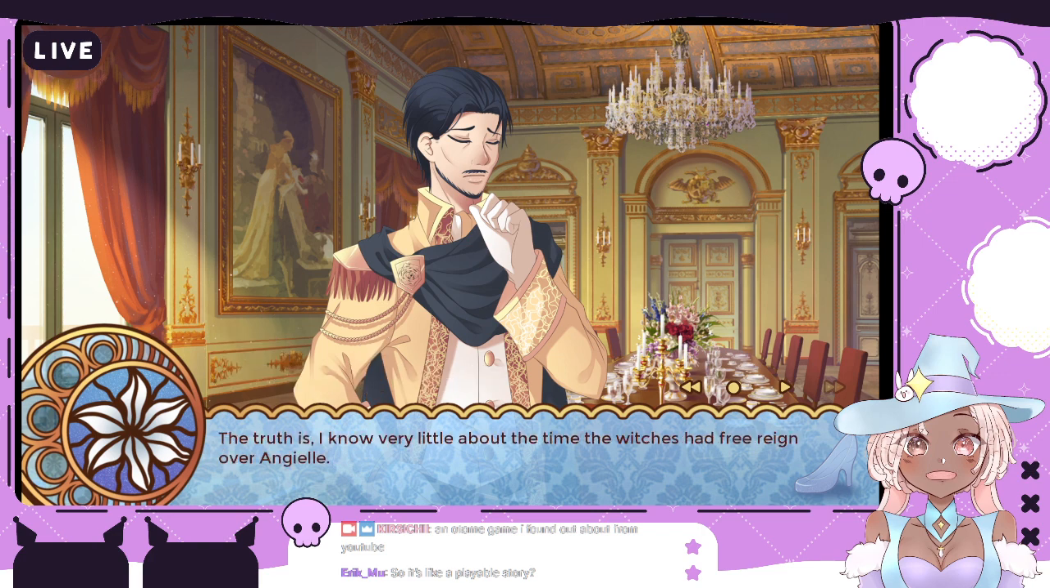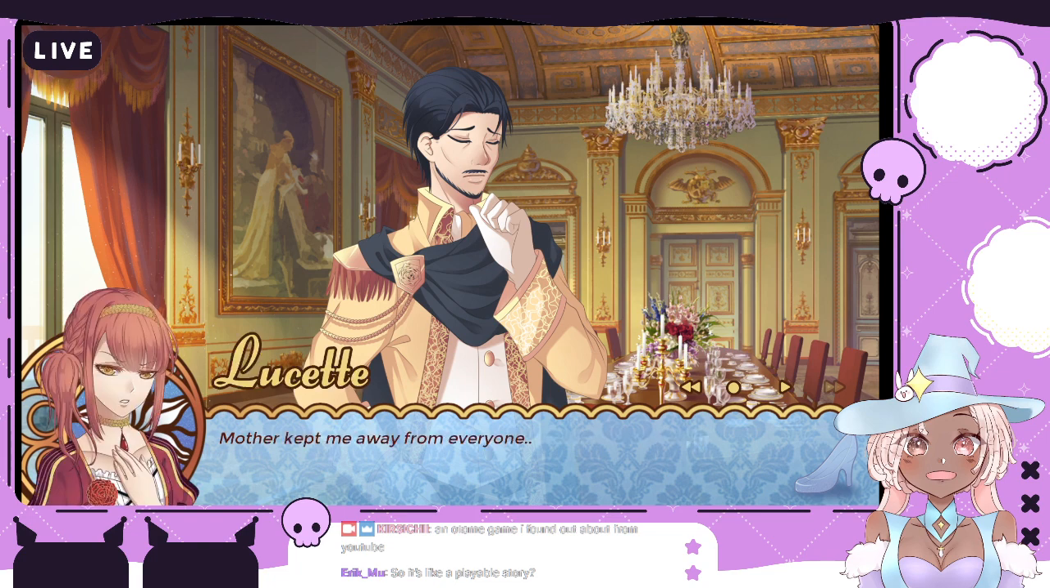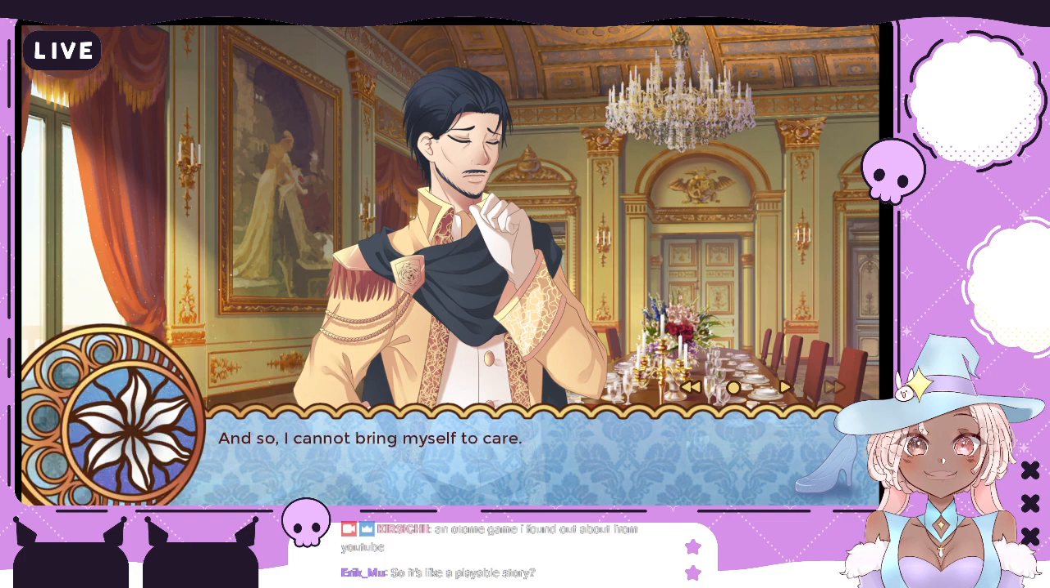The truth is, I know very little about the time the witches had free reign over Angiel. I was very young then, and Mother forbade me to leave the palace, sometimes even my room. I know nothing of the people's supposed pain and suffering. Mother kept me away from everyone, and so I cannot bring myself to care.